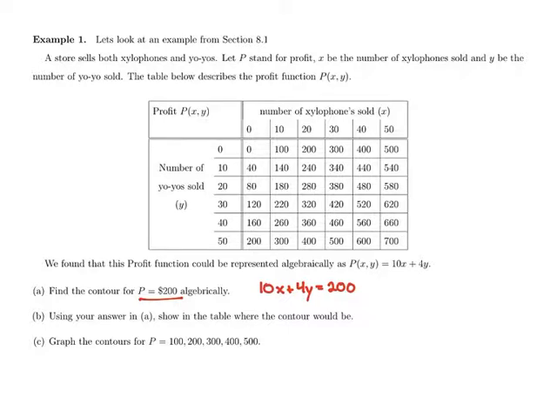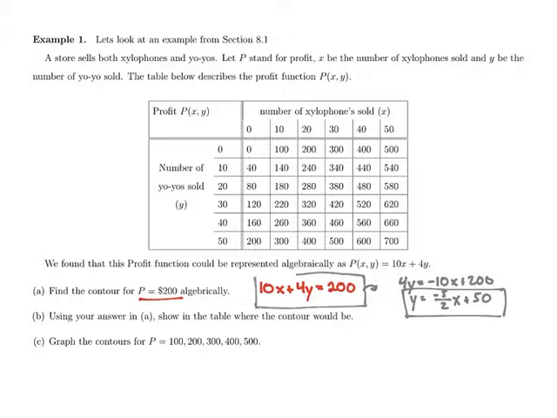If you're so inclined, you could put that into slope-intercept form. 4y equals negative 10x plus 200. You could divide by 4 there. You would get y equals negative 5/2 x plus 50. So the slope would be negative 5/2, the y-intercept would be 50, and you could look at that as just a line, and we'll see that on the next page. Note that this is a perfectly acceptable answer algebraically for that contour.